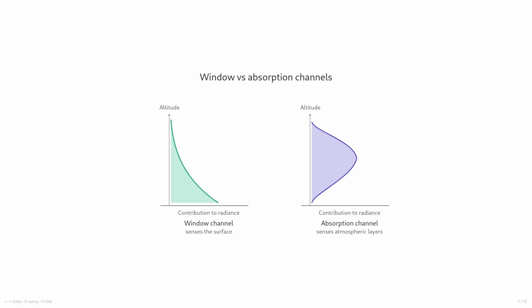Absorption channels sit inside gas absorption bands, where the signal comes mainly from the atmosphere. Weak absorption senses low layers. Strong absorption senses high layers, the principle behind satellite sounding. The channel's vertical sensitivity is its weighting function, shown in this panel. The window channel peaks at the surface, the absorption channel peaks in the mid-atmosphere.